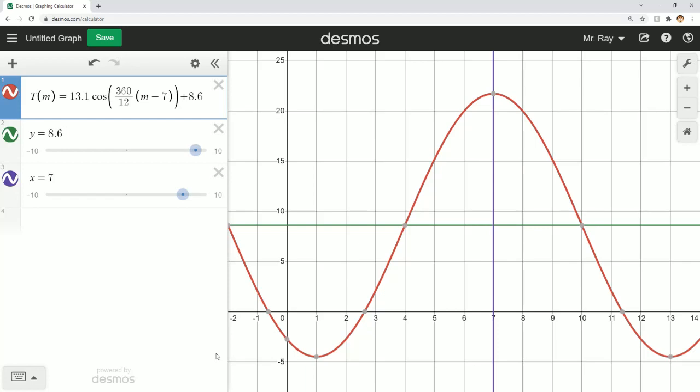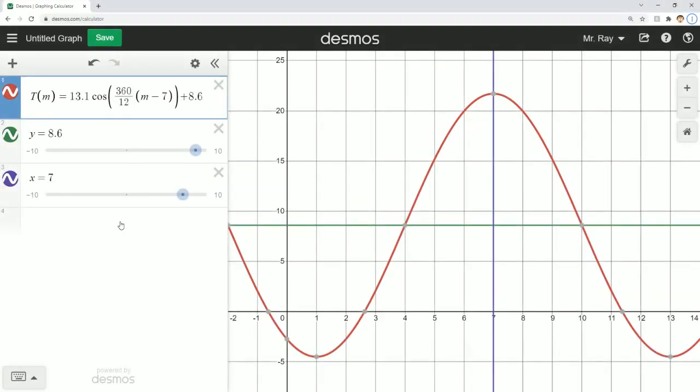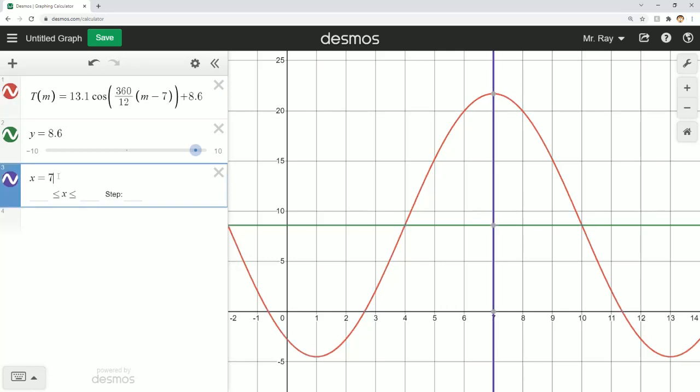Going back to the question for just a moment, the one other thing we wanted to find was to use the model to predict the average temperature for March. Well, March is the 3rd month: January, February, March. So we'll go back over to our graph. And we want the month, which is the x equivalent, or it's on the x-axis. Technically, we're calling it the m-axis, but we'll say we want it when x is 3. And then I just look at what the value is at x equals 3, and it looks like it's about 2.05 degrees Celsius. So that would be our answer for that. And that is all there is to modeling temperature.